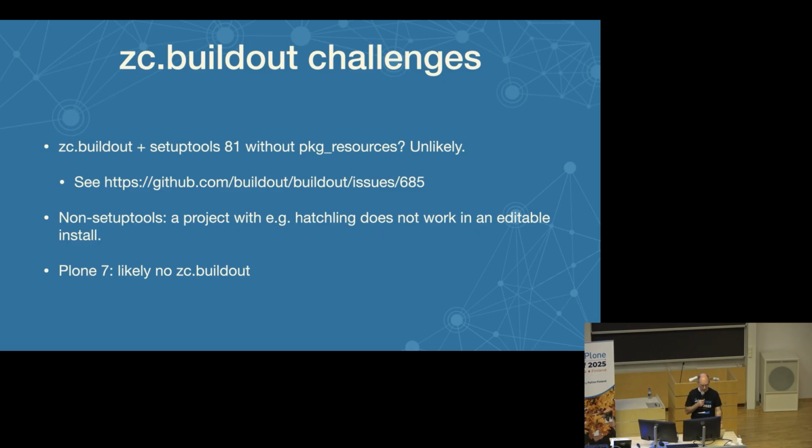So zc.buildout can now better handle different kinds of namespace packages. We'll see some details from that. There are still some challenges left. If you try zc.buildout with the upcoming setuptools 81, I don't think that will work, because pkg_resources is gone. And zc.buildout still heavily uses pkg_resources basically everywhere, getting working sets, seeing what kind of packages are installed. I've opened an issue about that with some details of what it's doing with pkg_resources.